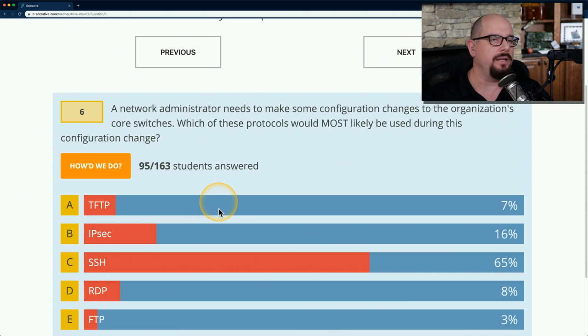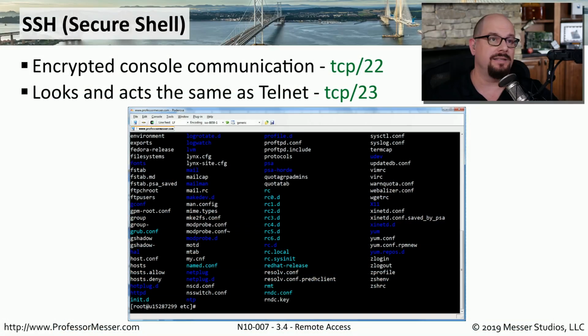Now, this comes directly from a video. All 5 of these come from a single video on remote access. So that remote access is from section 3.4 of the N10-007, and SSH, Secure Shell, is what we were looking for there. The Secure Shell operates at TCP port 22. It's very similar to working with Telnet. Visually, it looks exactly like Telnet, which runs at TCP port 23. But when you use SSH, everything going across the wire is encrypted, which is why that's what we use when we connect to these core switches.